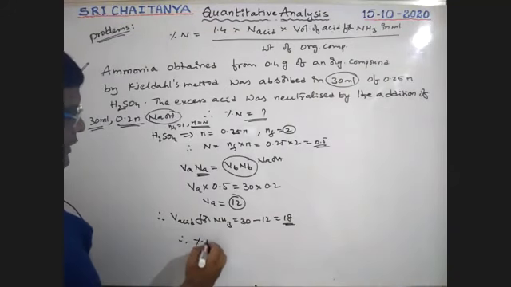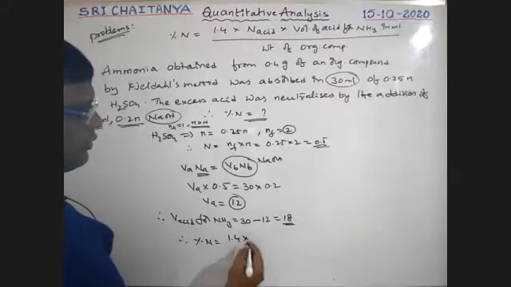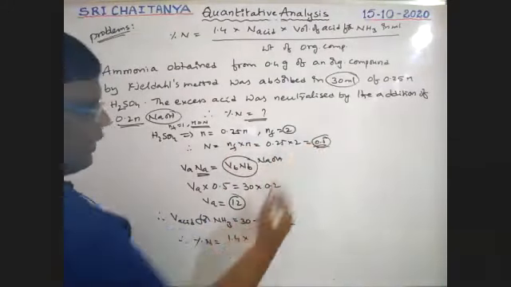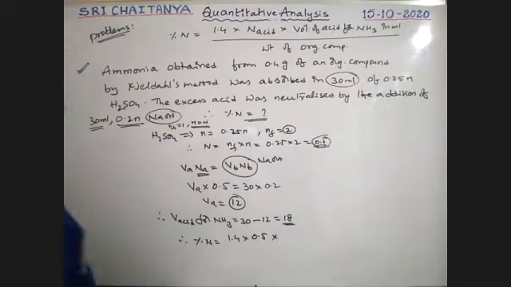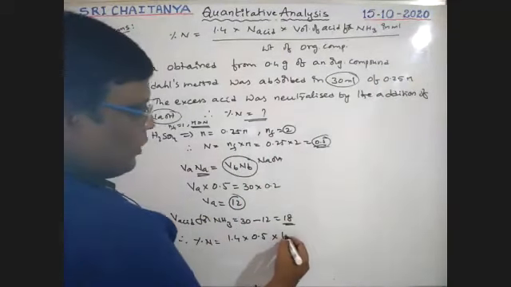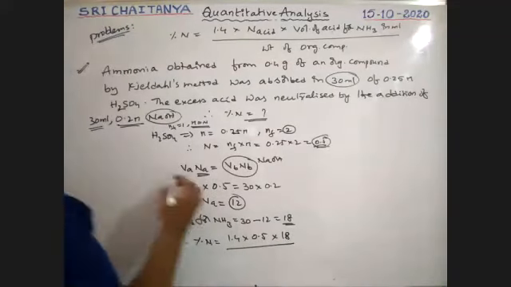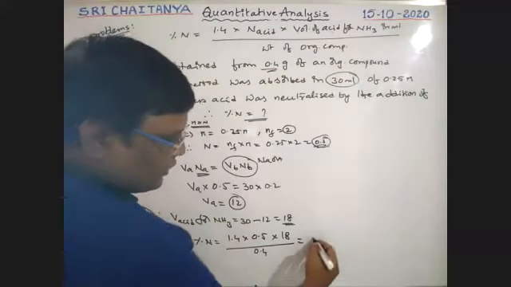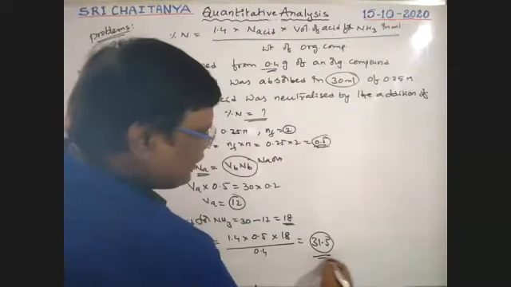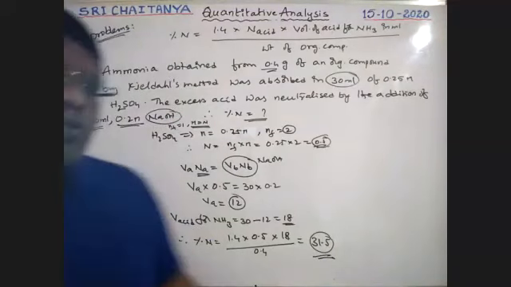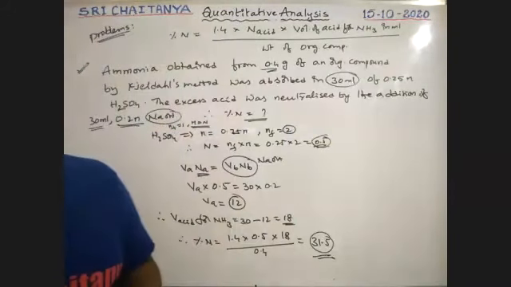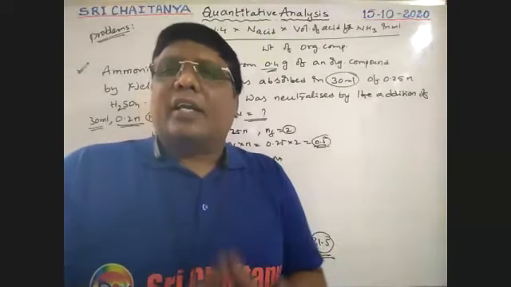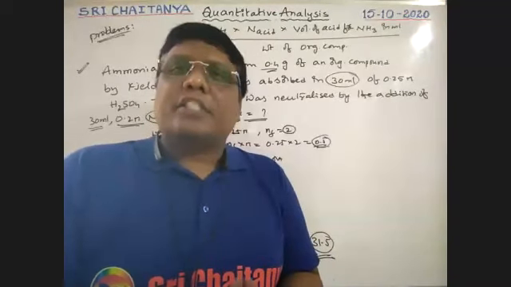Therefore, percentage of nitrogen is equal to 1.4 into normality of acid. Normality of acid is 0.5, into volume of acid used for ammonia, 18, by weight of the compound, that is 0.4. We will get 31.5 as the final answer. And most of the students did well, boys. Yes, 31.5. So this is about Kjeldahl's method. So this is the end of estimations.